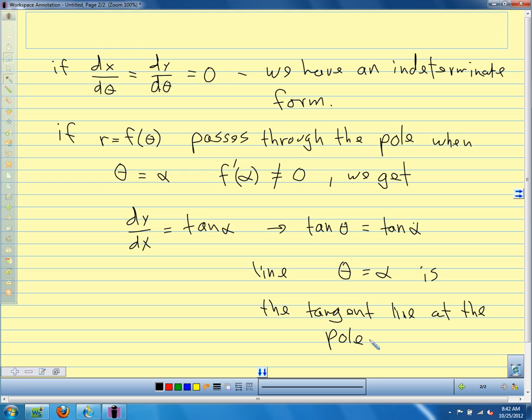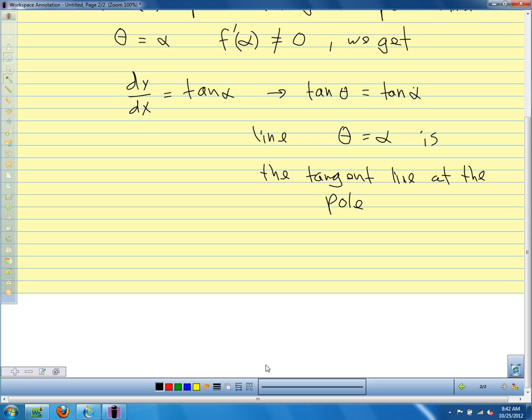So if our graph passes through the pole and f prime is not 0 at that particular value of theta, then the line theta equals alpha is a tangent line at the pole. So what we're saying, just to shorten it up, if f of alpha equals 0, our radius is 0, and f prime of alpha is not equal to 0, the line theta equals alpha is the tangent line at the pole.